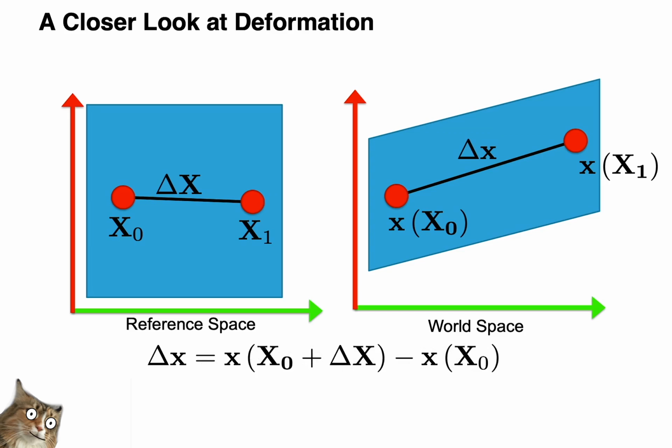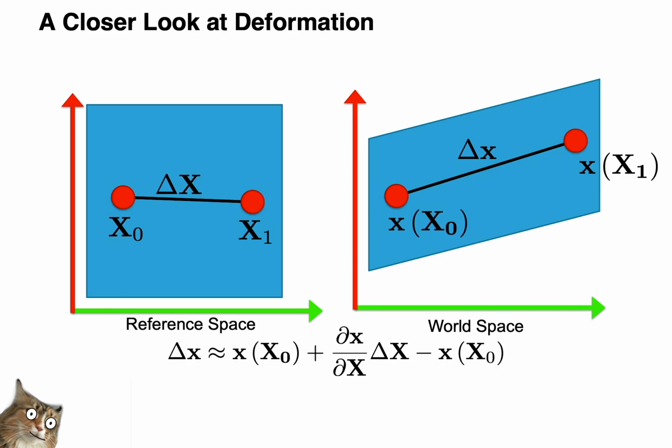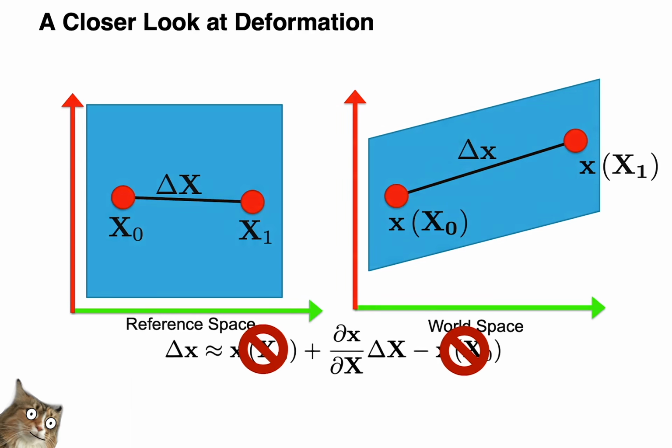Looking at our diagram, we can see that capital X sub 1 can be expressed as capital X sub 0 plus delta capital X. Now what do we do whenever we see a function being evaluated at some offset position like this? Well, we Taylor expand. Conveniently, several terms cancel out, which means we can express delta x using the gradient of world space position with respect to reference space position.